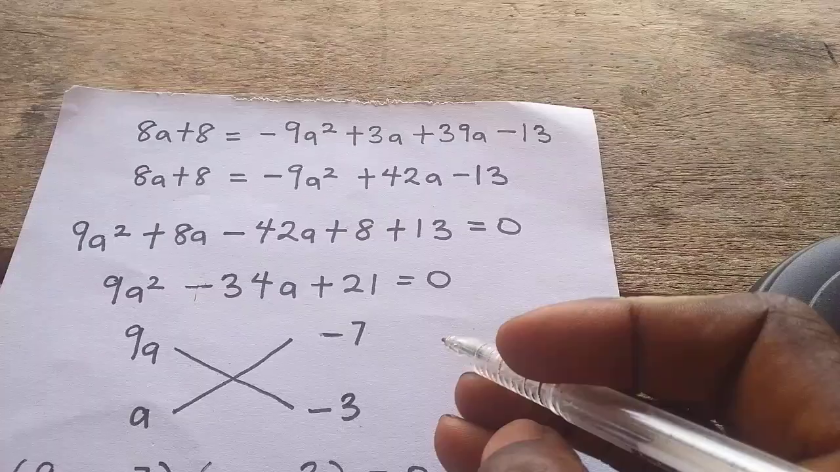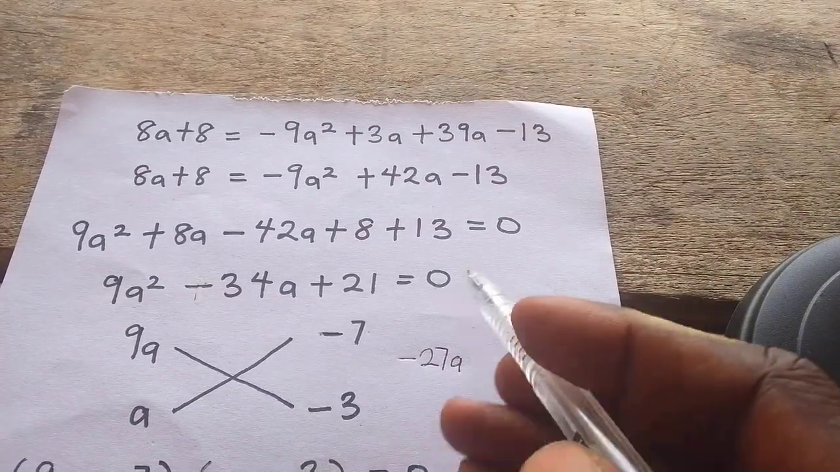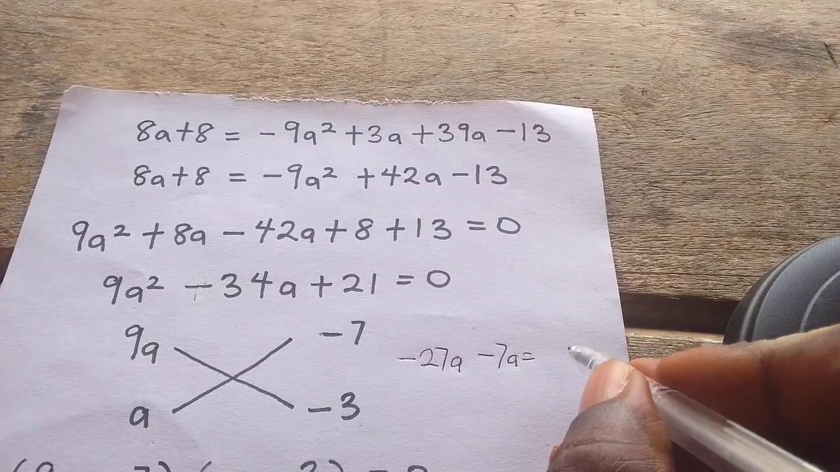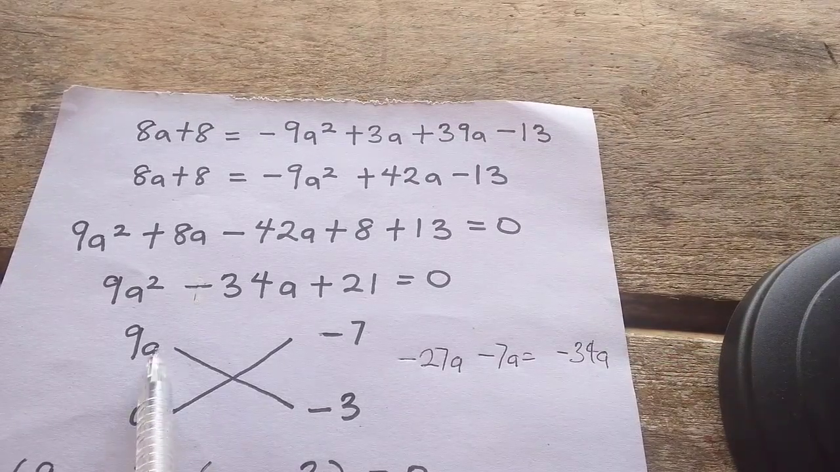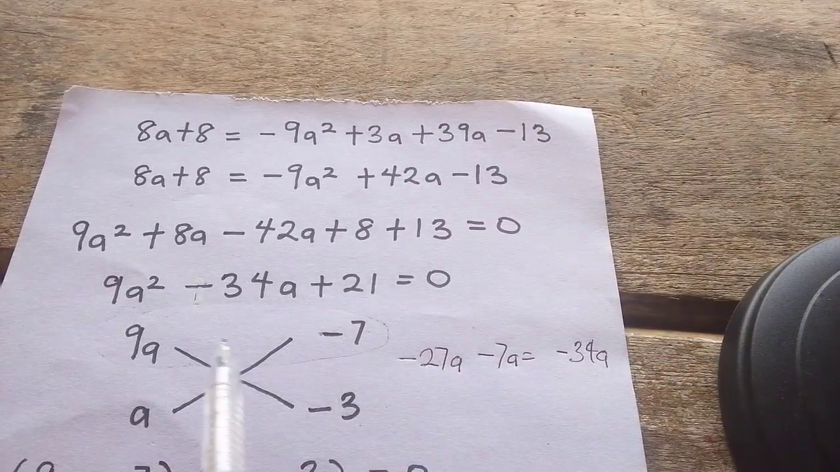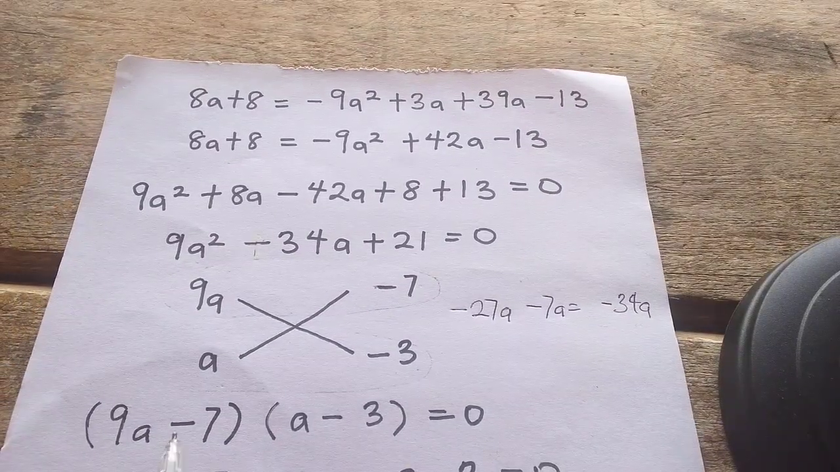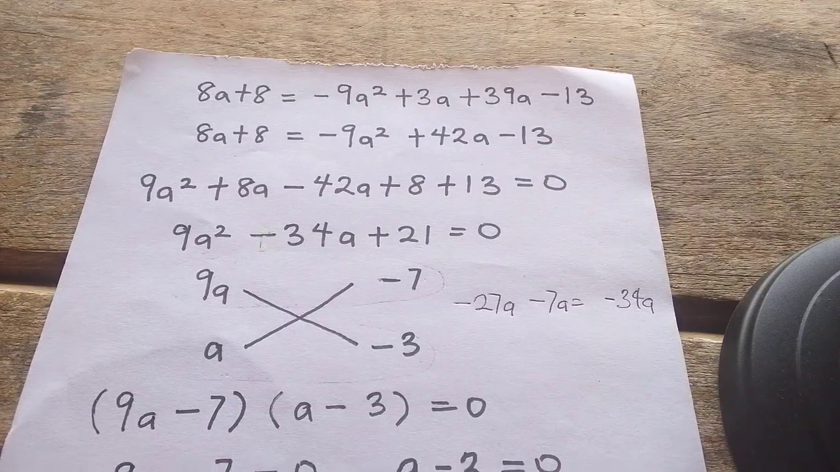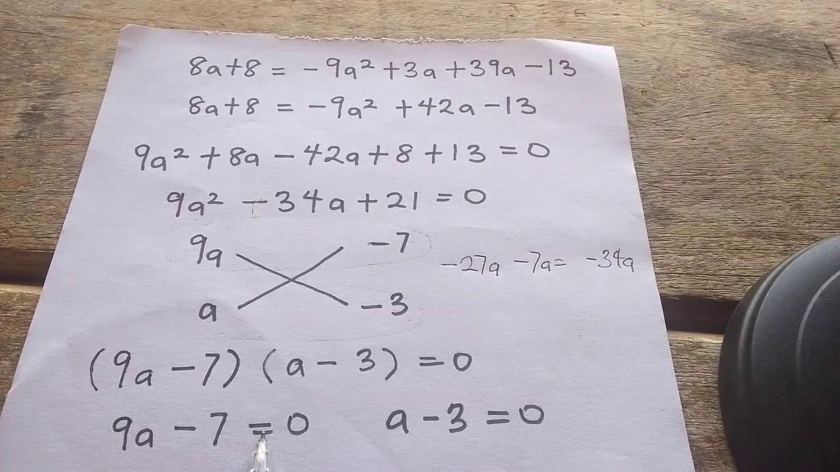9a times minus 3 will give us minus 27a. Then a times minus 7 will give us minus 7a. Minus 27a minus 7a will give us minus 34a. So that means this is a factor. You have 9a plus 7 and a minus 3. So you have 9a minus 7 and a minus 3 is equal to 0. So you now solve for a in this situation. So that means 9a minus 7 equals 0.